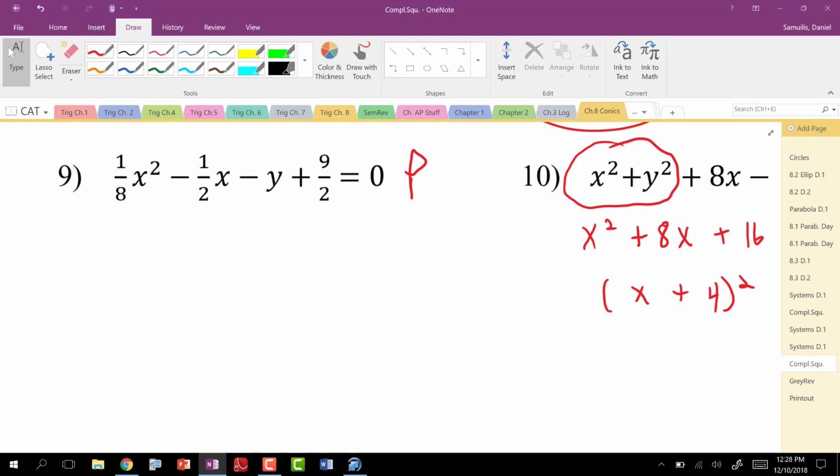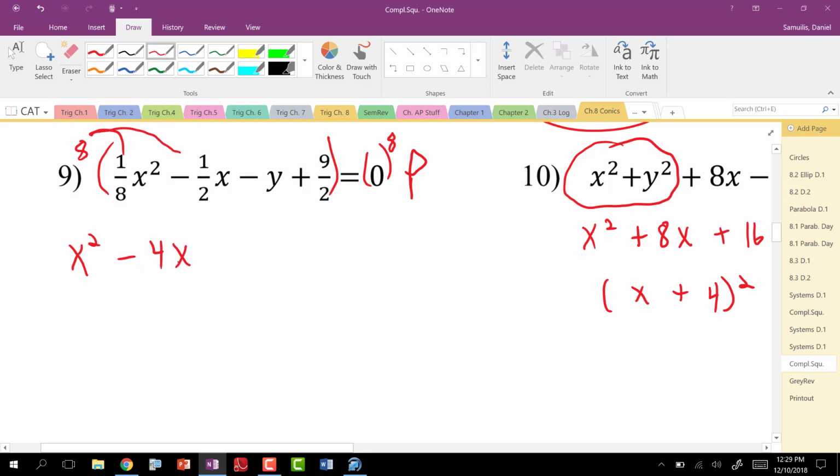What can I do to both sides? This is a general, basic mathematical concept. What can I do to get rid of these? This has nothing to do with ellipses. What can I do to get rid of the fractions, in ellipses, parabolas, conic sections in general? What can I multiply both sides by? I don't have time for this. 8. Okay? 8. What's 8 times 0, by the way? Still 0. 1/8 of 8? What's that? X squared. What's half of 8? I don't know. 4. Expect me to do fractions. Minus 8y. Now what's half of 8? 4. What's 4 times 9?